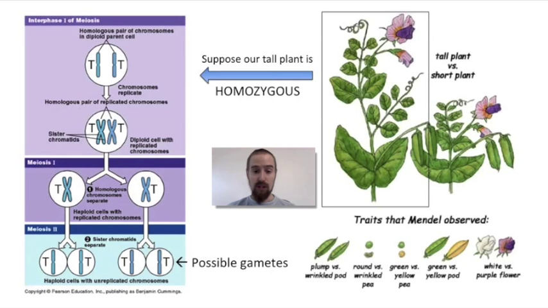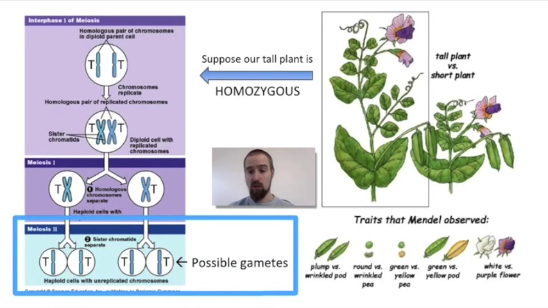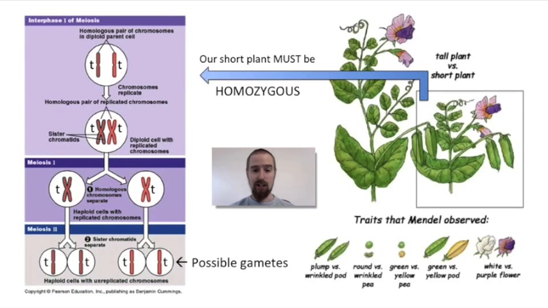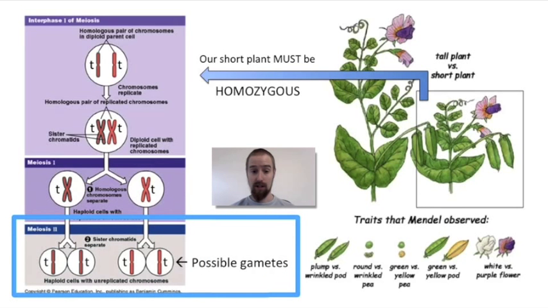If our plant is homozygous for the tall allele, then all the gametes produced by that plant will contain the tall allele because it's the only allele that this plant could possibly pass on. Likewise, if our plant is homozygous for the short allele, then all its gametes will contain the short allele.